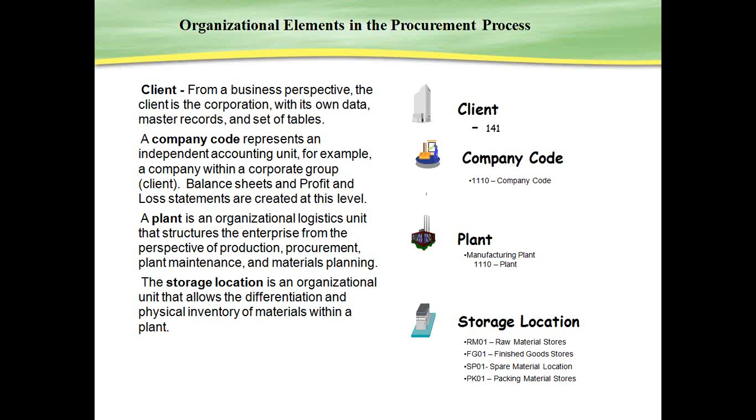So if we're going to see the stock of any product in the company, we'll see that okay, X quantity is lying at plant 1110 and Y quantity is lying at plant 1120, like this.